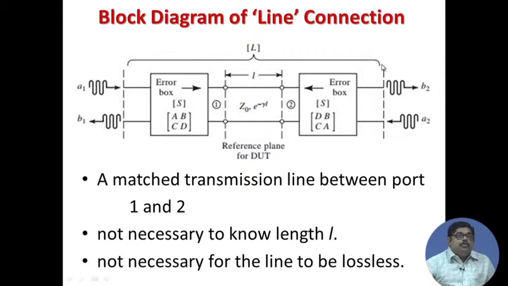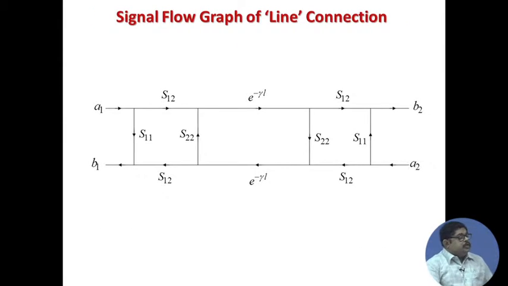So, if we know the T, R and L matrix, then we can find these error boxes completely, which we will show now. And this is the signal flow graph of line connection, again two port networks, and between them this line.